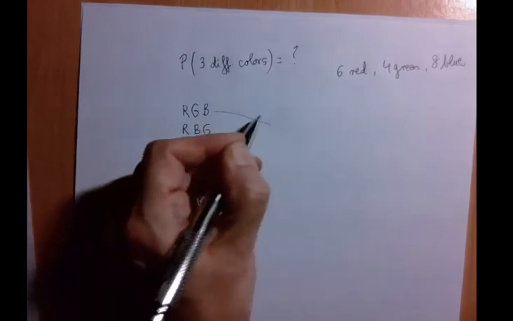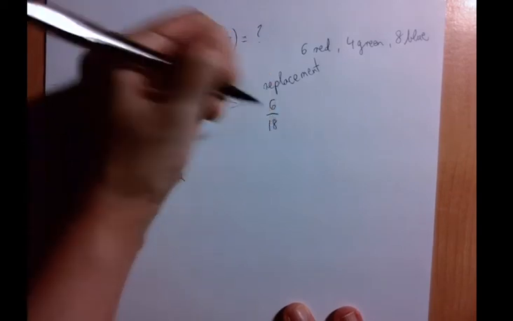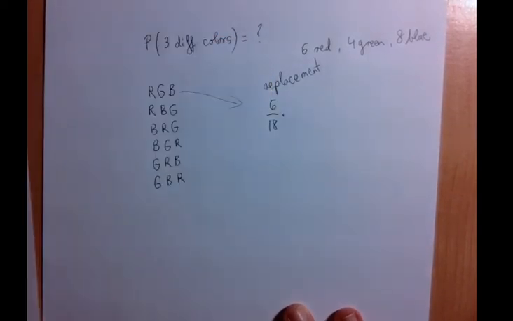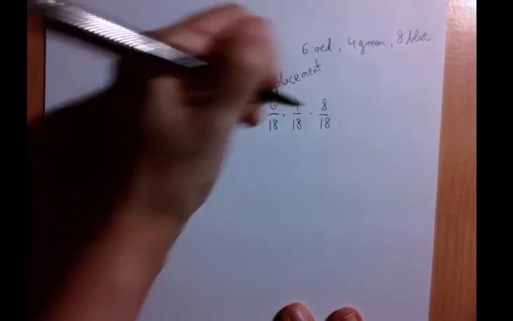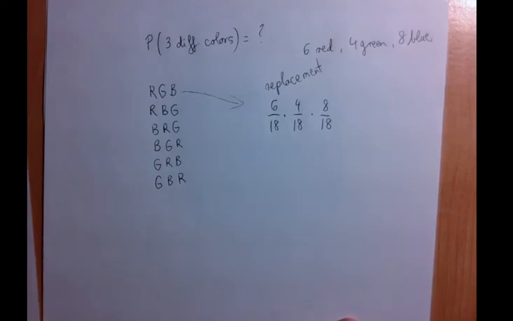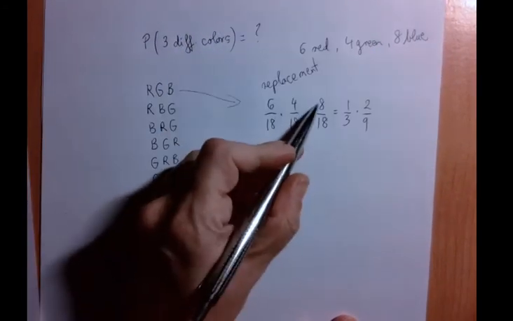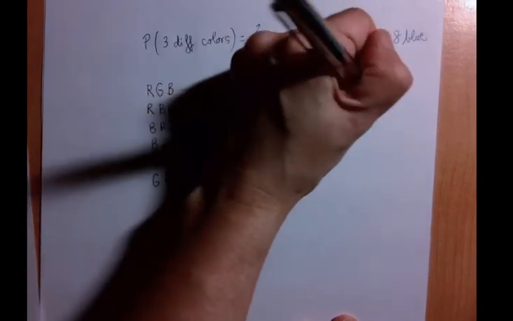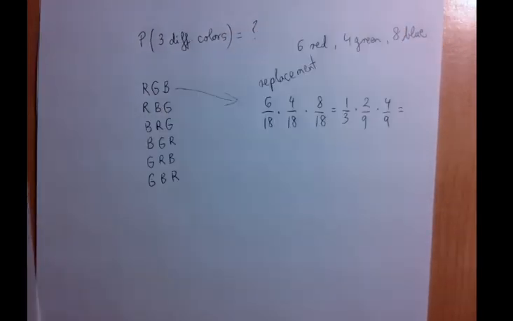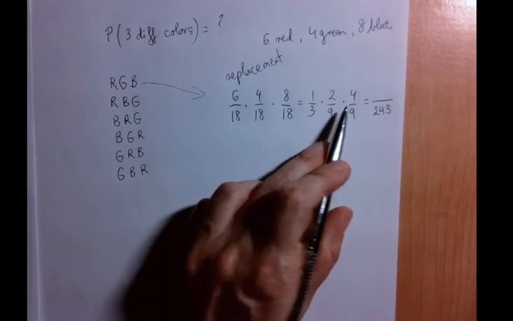Let's see the probability for this. With replacement, it would be 6 red out of 18. The second one is 4 green out of 18, and the third one is 8 out of 18. So it looks like there is some cancellation here. This is just 1/3. We can get rid of a 2 here, so that's 2 over 9. And we can get rid of a 2 here, that's 4 over 9. The denominator is 3 times 9 times 9, which is 243. And the numerator is 1 times 2 times 4, that's 8.